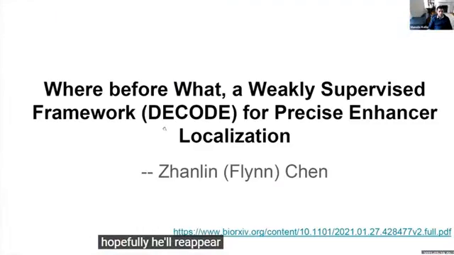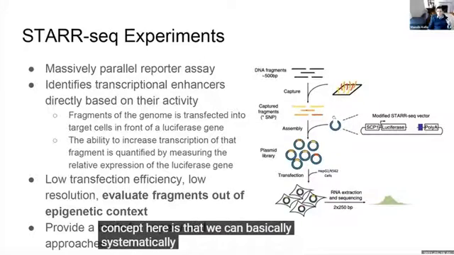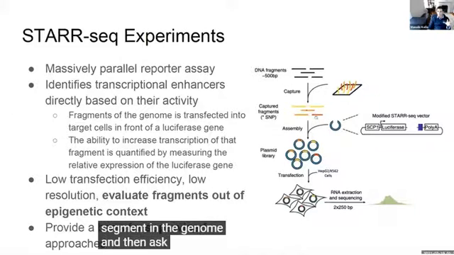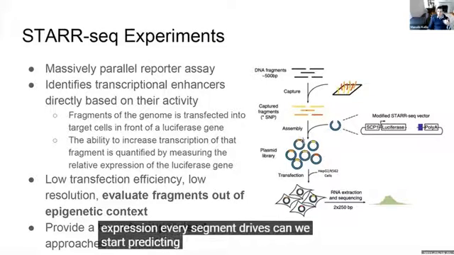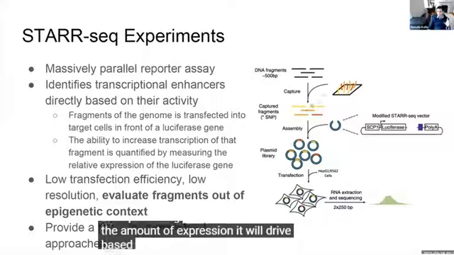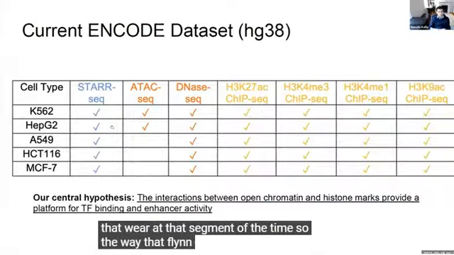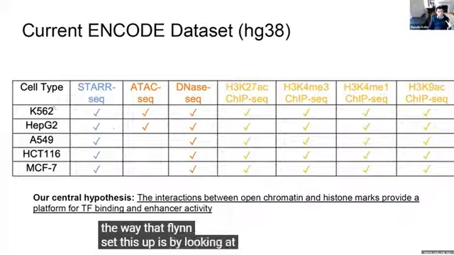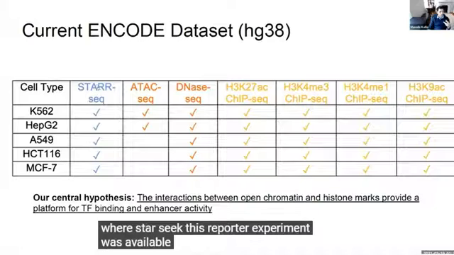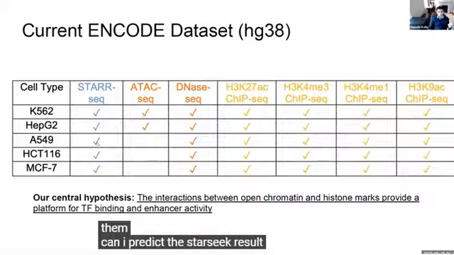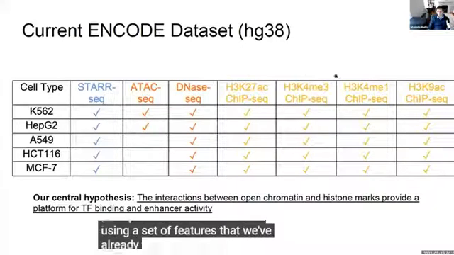hopefully he'll reappear. So the key concept here is that we can basically systematically measure the reporter activity for every segment in the genome, and then ask, based on how much expression every segment drives, can we now start predicting the amount of expression it will drive based on the corresponding chromatin features that were at that segment at the time. So the way that Flynn set this up is by looking at 5 different cell types where STARR-seq, this reporter experiment, was available, and then ask for each of them, can I predict the STARR-seq result using a set of features that we've already talked about in the class?